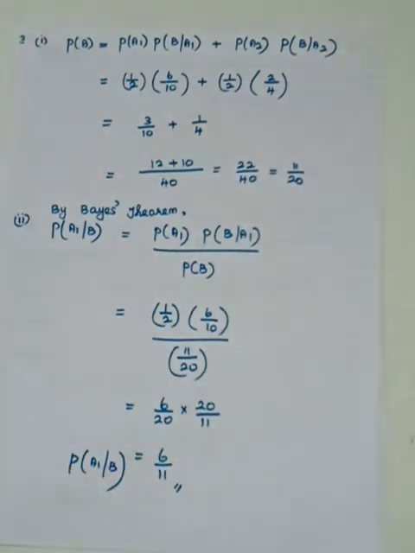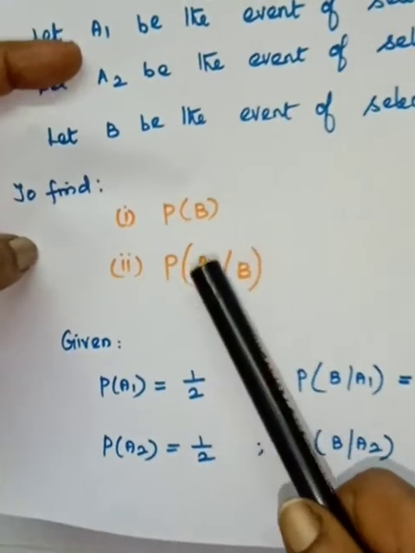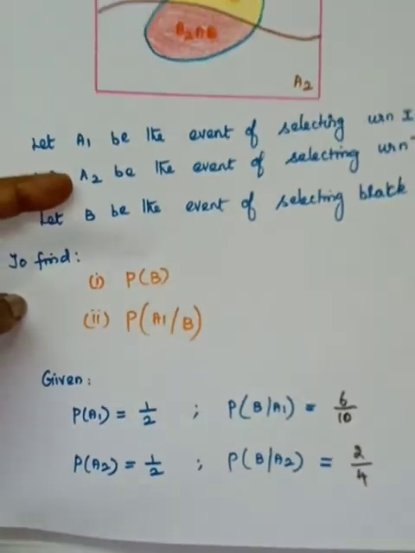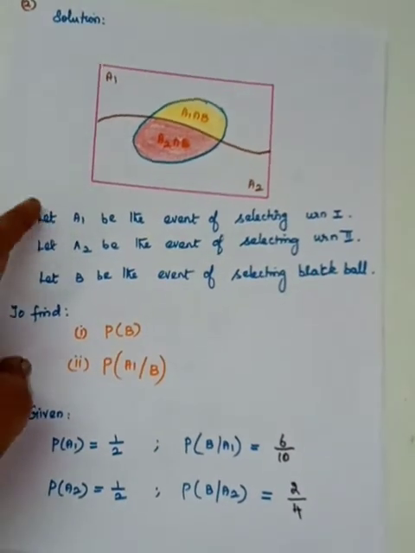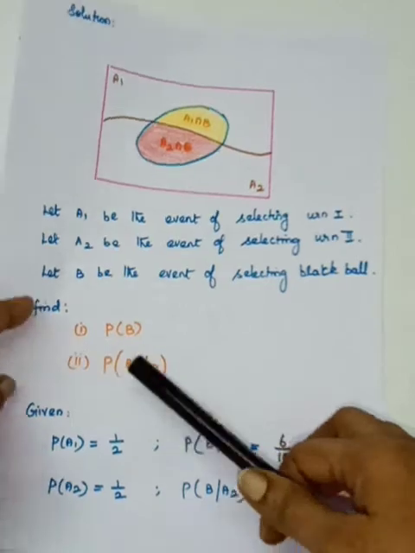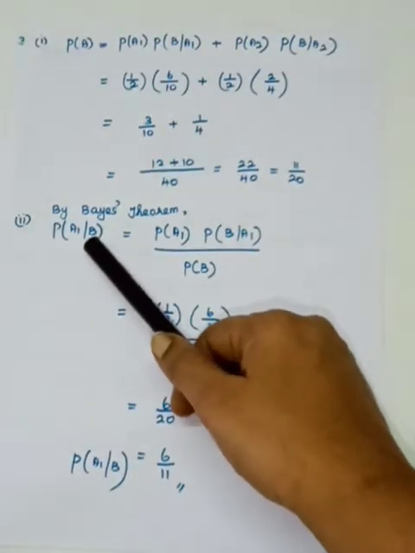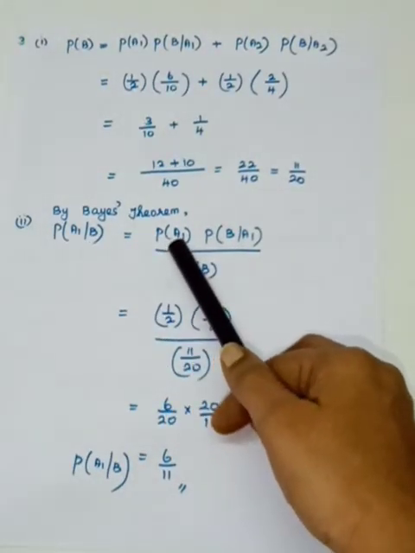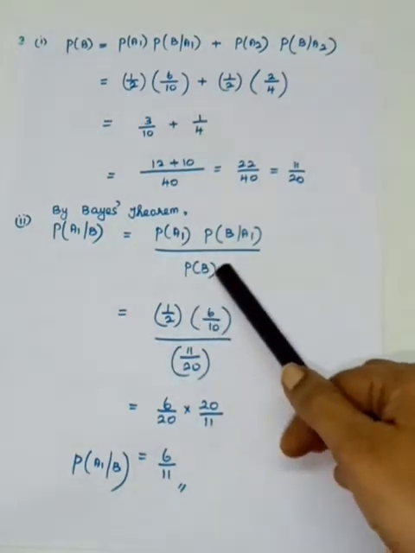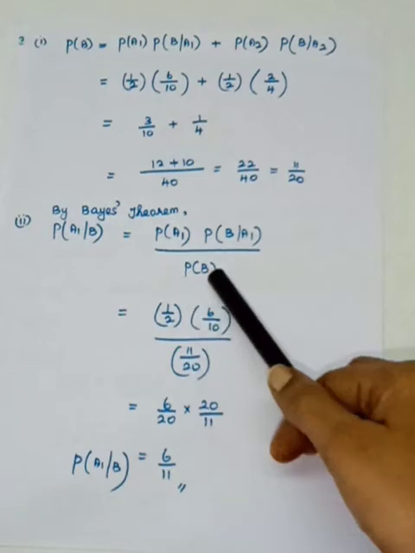So next one, you see that P of A1 by B. So that means, already we have learned the Bayes theorem. So Bayes theorem, if you use, P of A1 by B can be written as first P of A1 into P of B by A1 divided by the total probability of getting black ball.